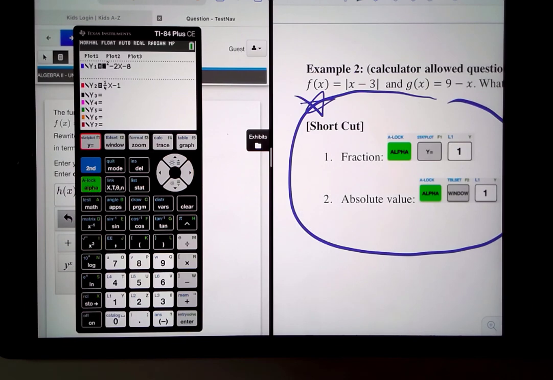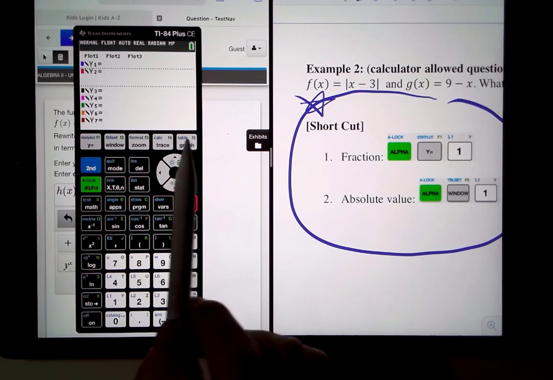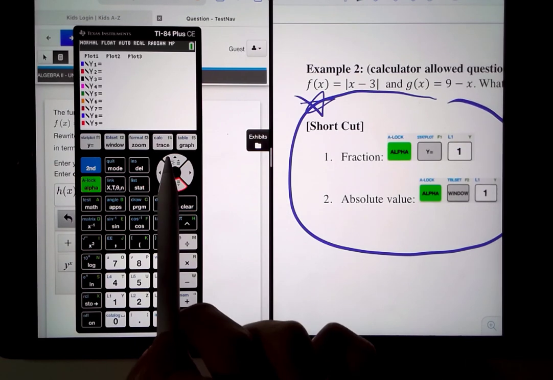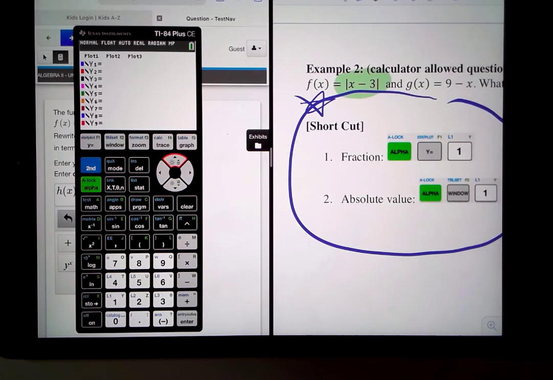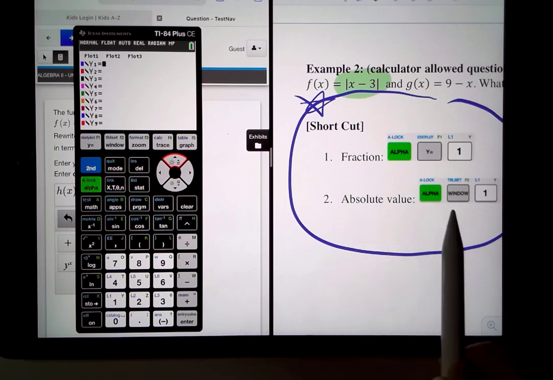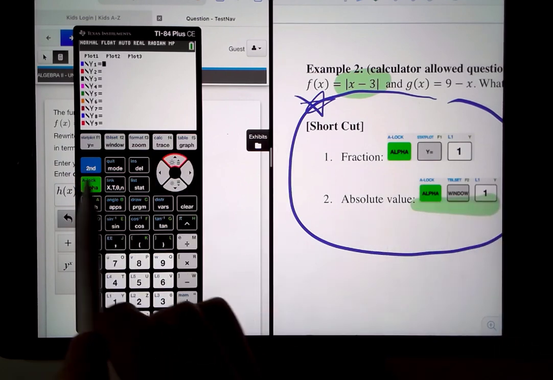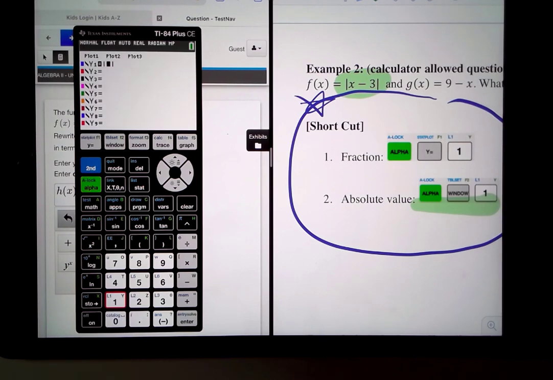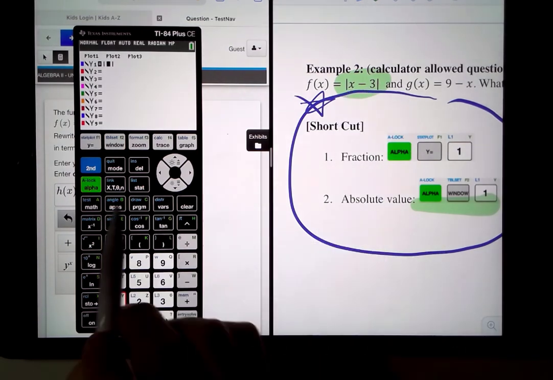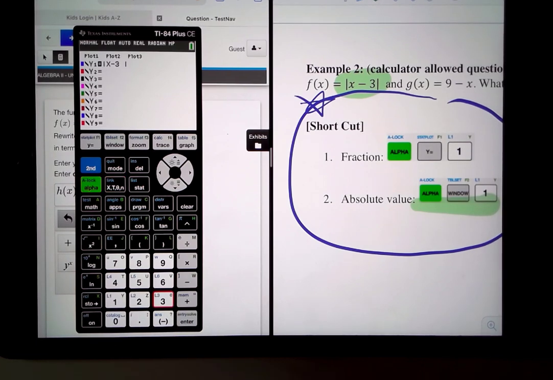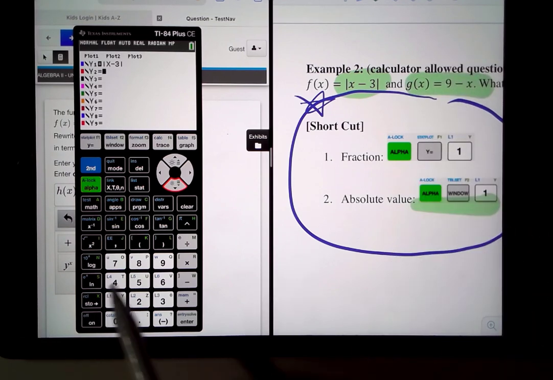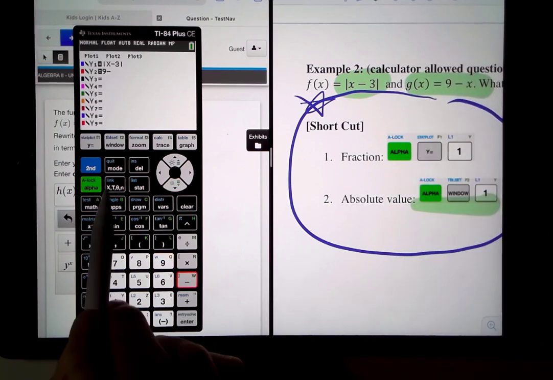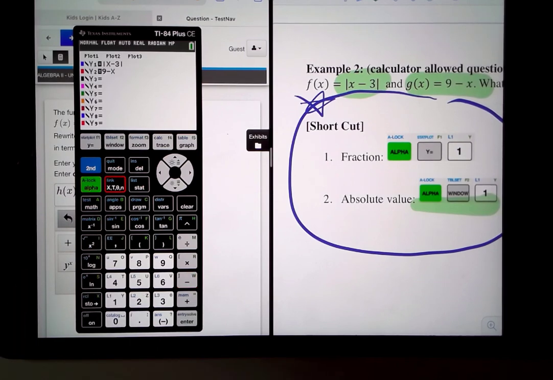So let's go to y is equal to, and this problem is done, so clear both of them and go to y1, and then I'm going to type this one, absolute value of x minus 3. So absolute value, we do alpha window 1. And then you type x minus 3. And my second function, that's 9 minus x. So you just put 9 minus x like that. And then we need to graph it. So you just press graph.